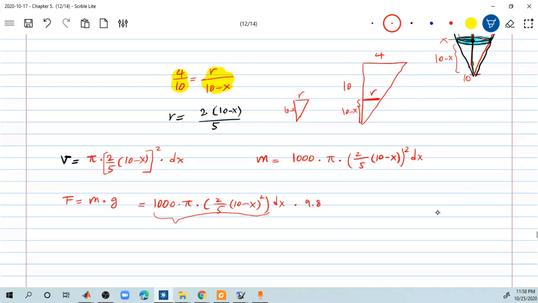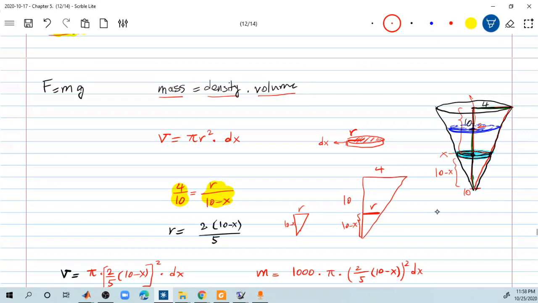What we need to do is figure out the work, which means you need to move this all the way to the top. So x starts at 2 and goes all the way to 10. This is where the water level is, from 2 to 10, because the height of the water was 8 meters.